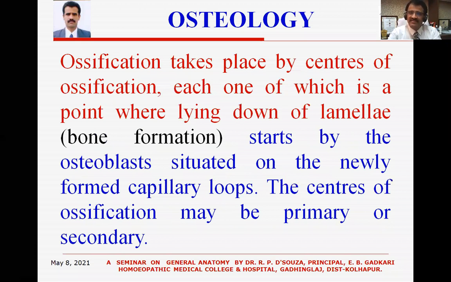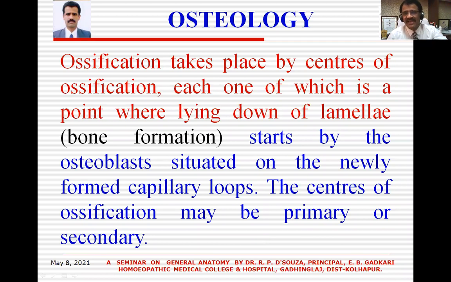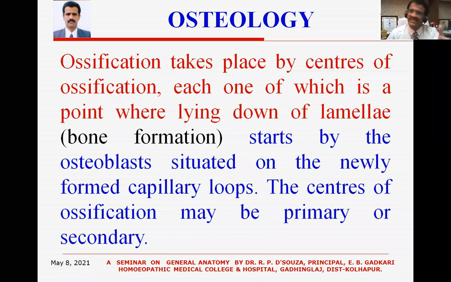Those are the layers of bone formation, starting with the osteoblast situated on the newly formed capillary. The centers of ossification may be primary or secondary. The center which comes first is the primary, and after that, the n number of centers which come are called secondary centers. For example, the scapula has one primary center and 7 secondary centers.